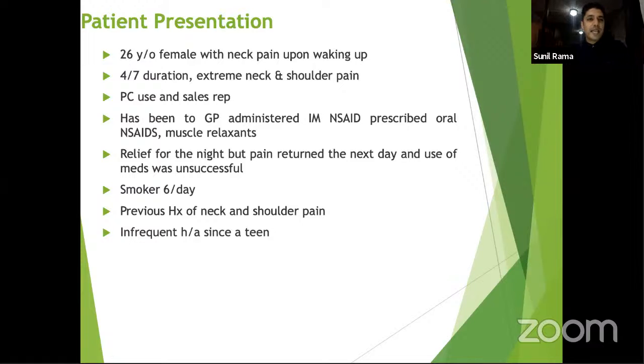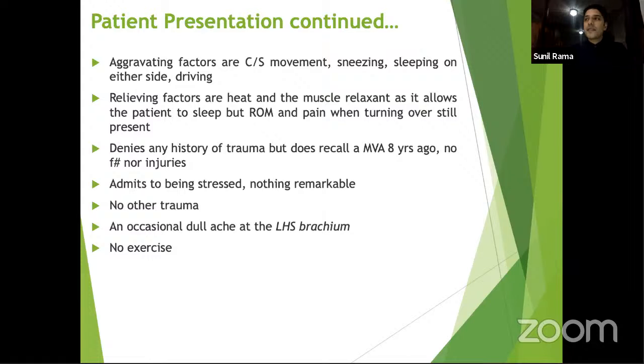The patient had relief for the night, but the pain returned the next day, and the use of the meds was unsuccessful. The patient is a smoker. She smokes 6 cigarettes per day. Previous history of neck and shoulder pain. Infrequent headaches since a teen. Aggravating factors are cervical spine movement, sneezing, sleeping on either side, driving for long periods of time. She starts getting this neck pain. Her relieving factors are heat packs, heat pads, Transact patches, muscle relaxants.